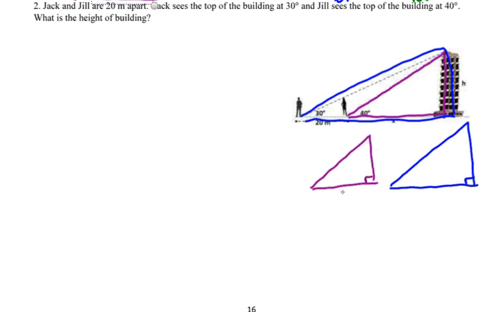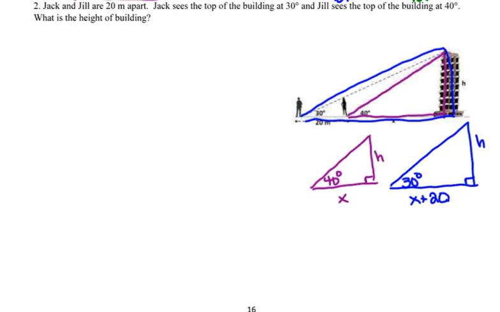So in the purple triangle, this horizontal distance down here is x, the angle is 40, and we've got this h, which represents the height. And in the blue triangle, we've got, again, the h for height. The horizontal distance will be all of the x in addition to the 20, so x plus 20. And that angle down at the base of the triangle, 30 degrees.